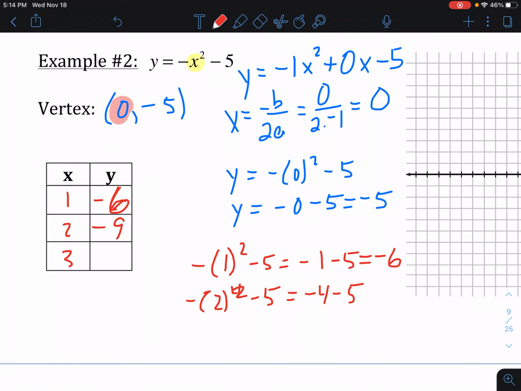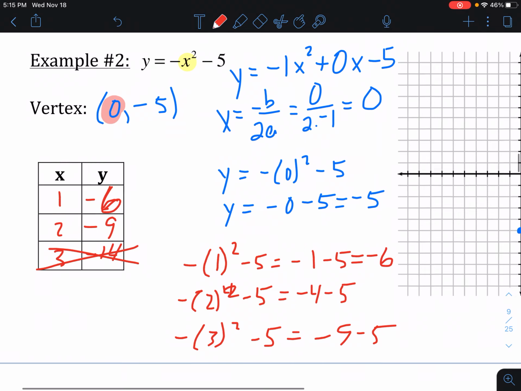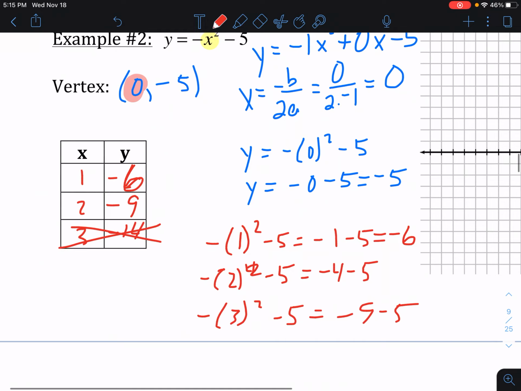Negative 9, and then negative 3 squared minus 5, negative 14. Now the negative 14, we don't have to worry about that point. It's too far off the graph. Our graphs only go up to 10, or I'll even try to squeeze in 11 if the graph's all right. So let's plot those points.